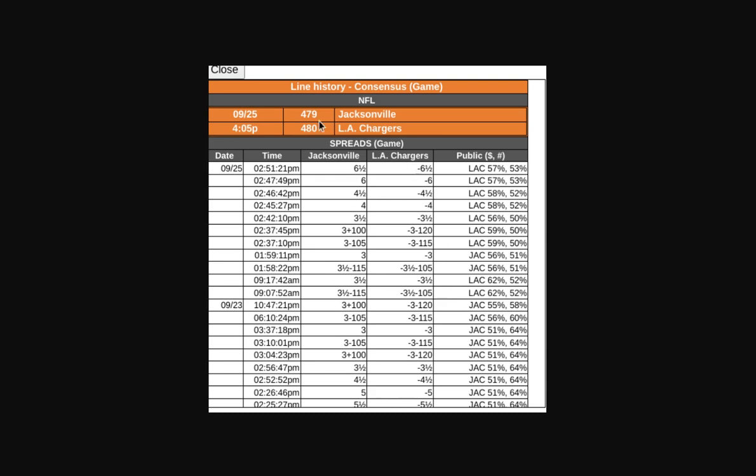They announced Herbert was going to start for the Chargers. This line went from 3 all the way up to closing at 6.5. Never, ever, ever play a public line move. You just don't play it. And I know it seems like you should, but this is a very important point to make.